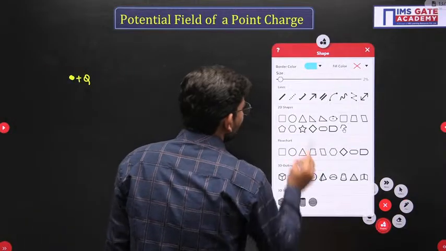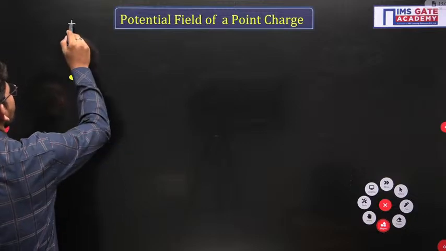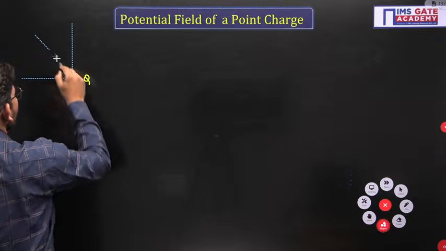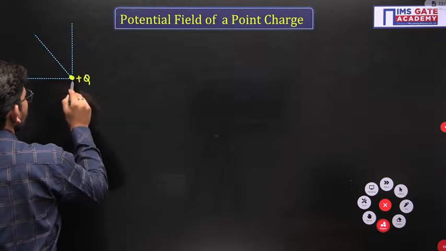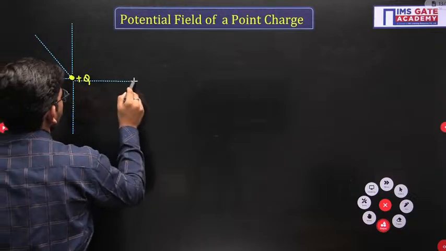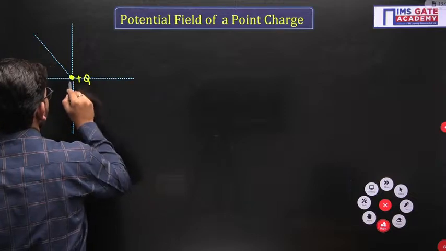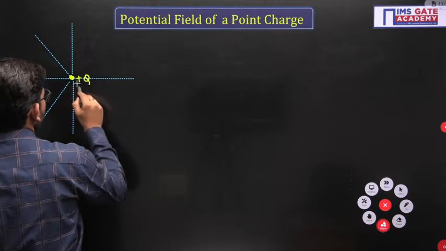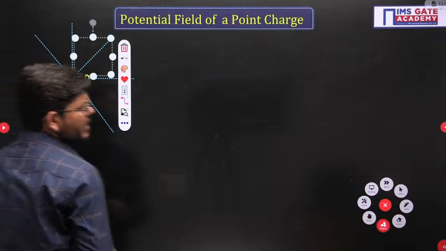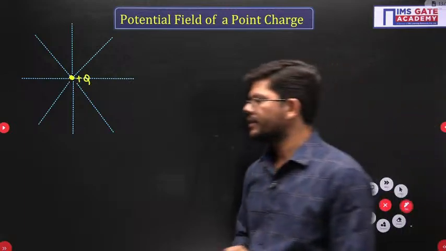So now what will happen? This point charge will have electric field all around it. Yes or no? This point charge will have electric field all around itself, like this. So we have considered a positive charge which has electric field all around it.